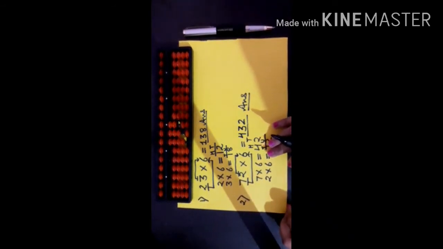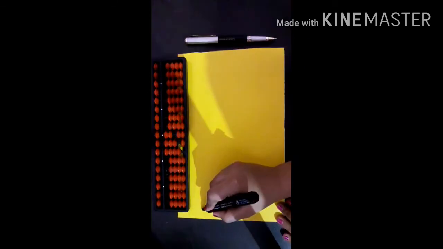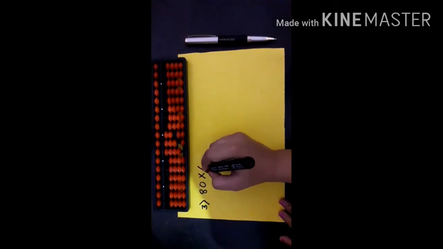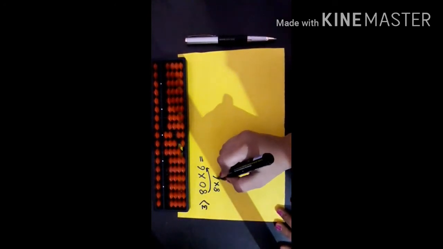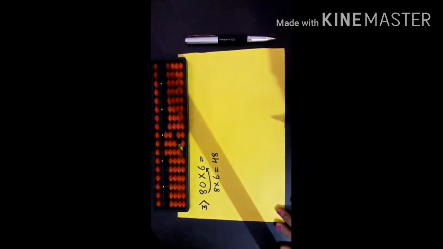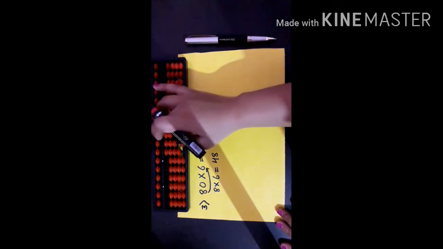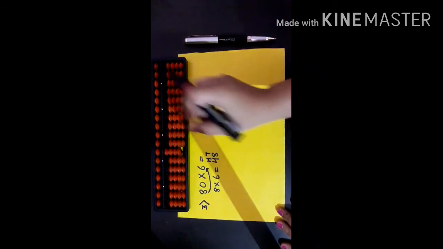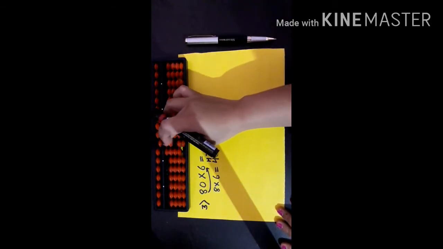Students, now we will switch to our third question. Our third question is 80 into 6. Now multiply your first digit with 6. 6 eights are 48. Now set your abacus. First digit in hundreds rod, second in tens rod: 4 in hundreds rod and 8 in tens rod.